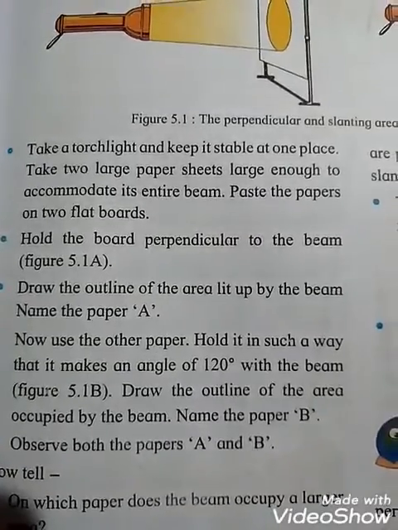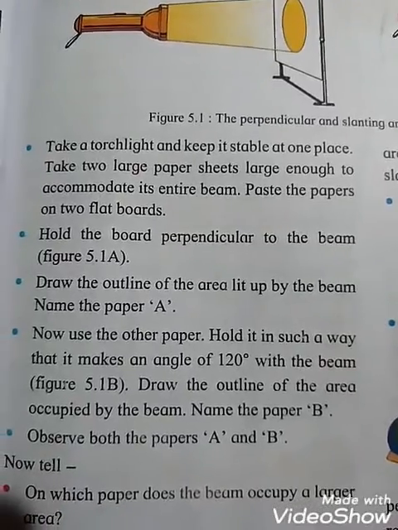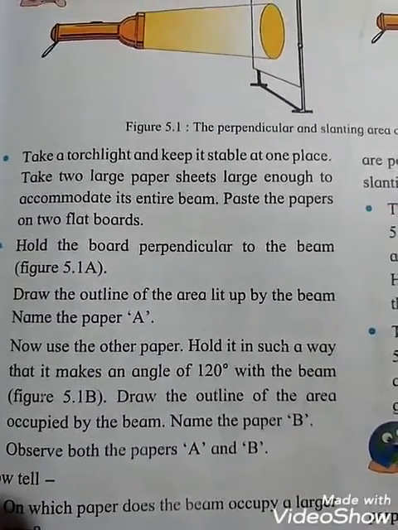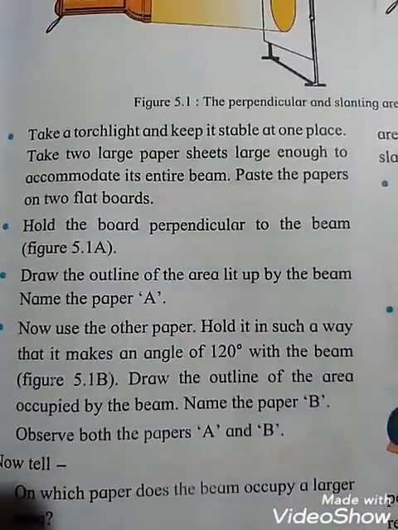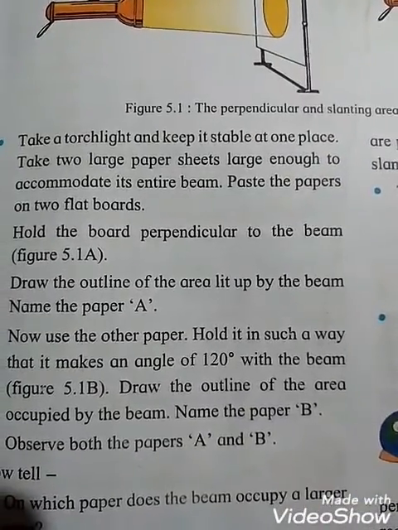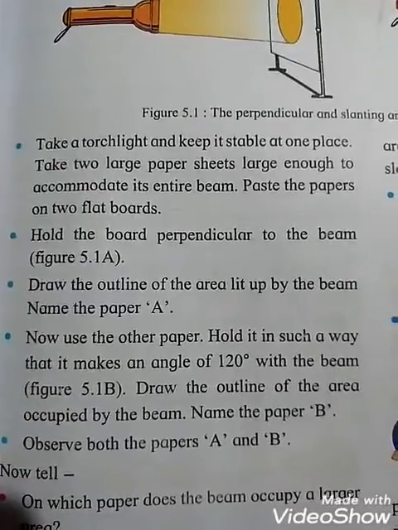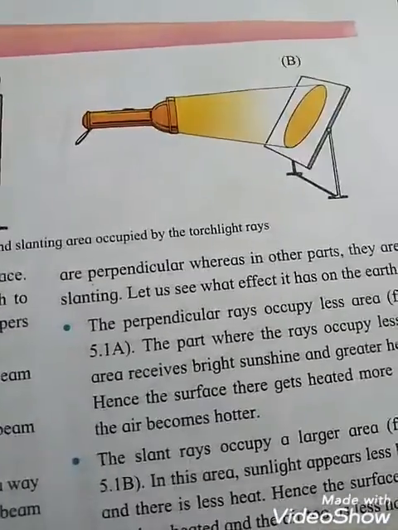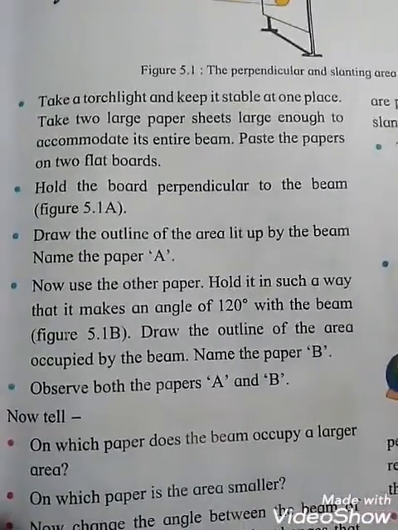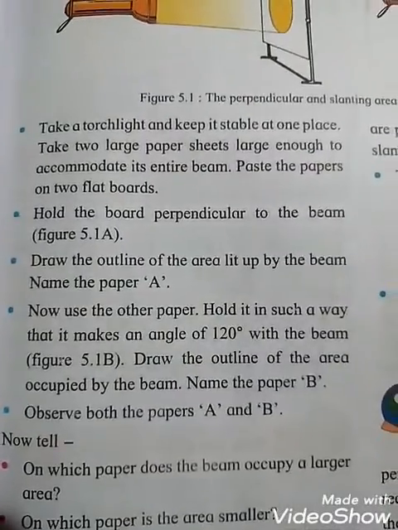Now use the other paper and hold it in such a way that it makes an angle of 120 degrees with the beam. Same process here also, students. Here also give the name figure 5.1b. Draw the outline of the area occupied by the beam and name the paper B. So in this way there are these two figures, 5.1a and 5.1b. Okay, students, now observe both the papers A and B.